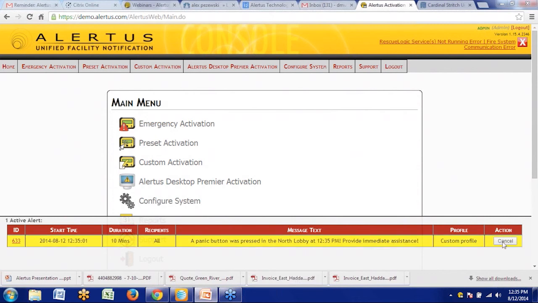A panic button was pressed in the north lobby at 12:35 p.m. Provide immediate assistance.